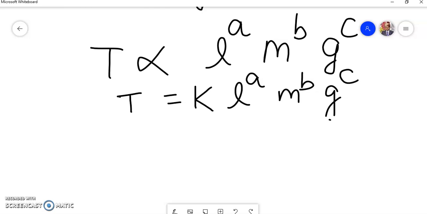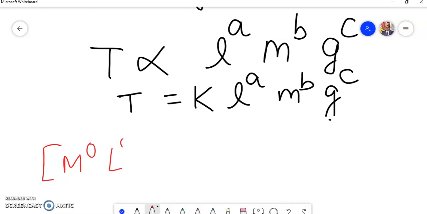See what we will do? We will equate both sides. How? Let us do. See, the left hand side could be very easily written as M to the power 0, L to the power 0, and T to the power 1. Now in the right hand side, k is here, no issues, it's a constant, and we all know that a constant has nothing to do with the dimensions.